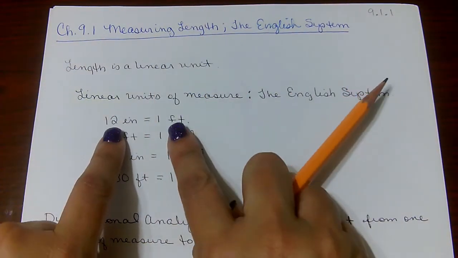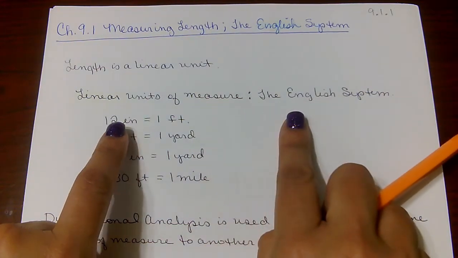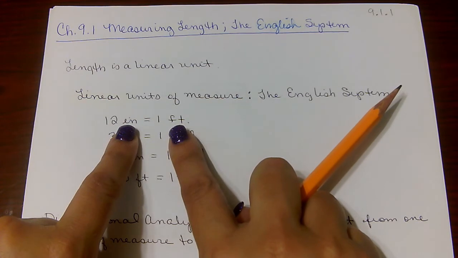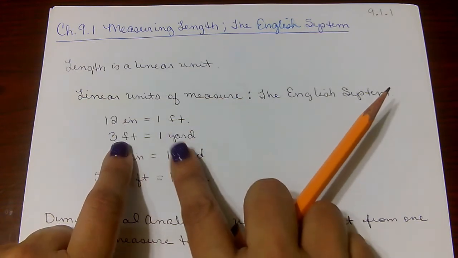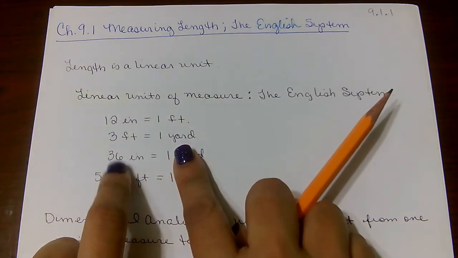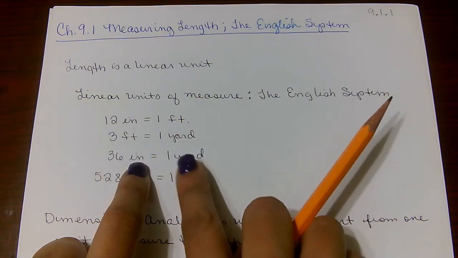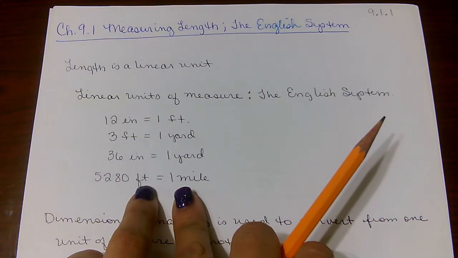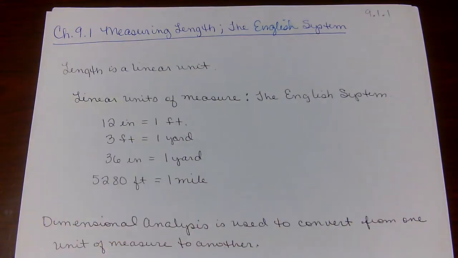Length can be measured in different types of units. We have 12 inches is equal to 1 foot. 3 feet is equal to 1 yard. 36 inches is equal to 1 yard. And then 5,280 feet is equal to 1 mile.